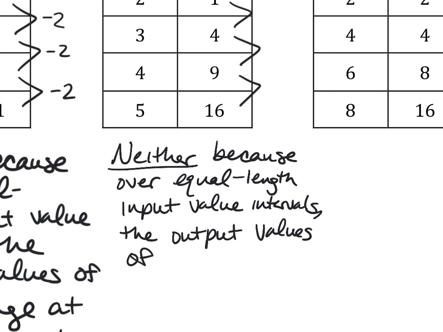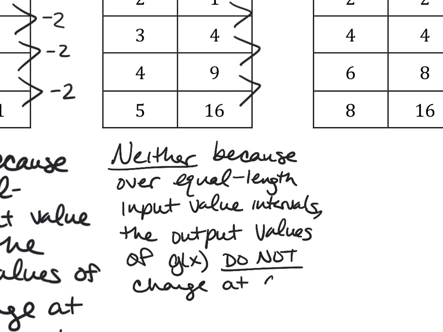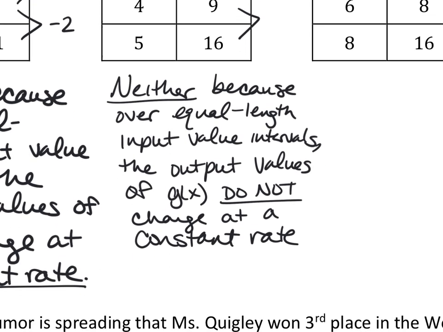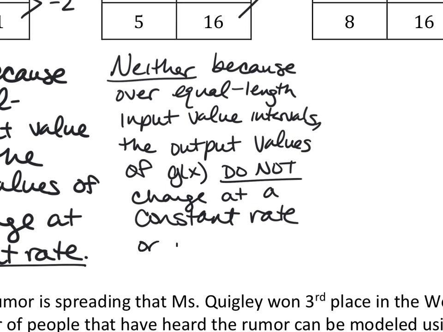of, and this function is named g of x, if I'm looking at the table, the output values of g of x do not change at a constant rate, or proportionally. Spelled that wrong. Proportionality. There we go.